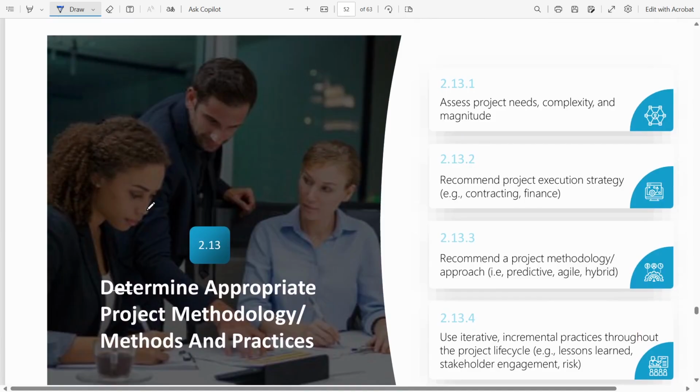Taking a look over here at the 13th task under the process domain, number 1 is assess the project needs. How complex is it? How big is it? Then you recommend the project execution strategy. You recommend a project approach, predictive, agile, or hybrid, and you could use iterative incremental practices throughout the life cycle if possible, having retrospectives, lessons learned, stakeholder engagement, but all of these done in iterations.